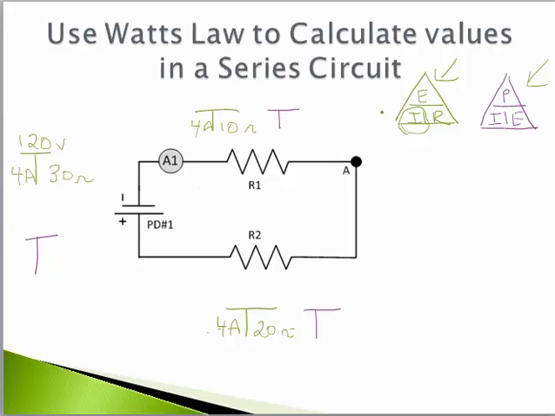Now I'm going to look at Ohm's law, and I know that E is equal to I times R, so 4 amps times 10 ohms will give me 40 volts, and down here 4 amps times 20 ohms will give me 80 volts. I also know in a series circuit that E total equals E1 plus E2, so I can double check. 80 volts plus 40 volts has to equal the 120, and it does. So now all of my Ohm's law T's are completed.